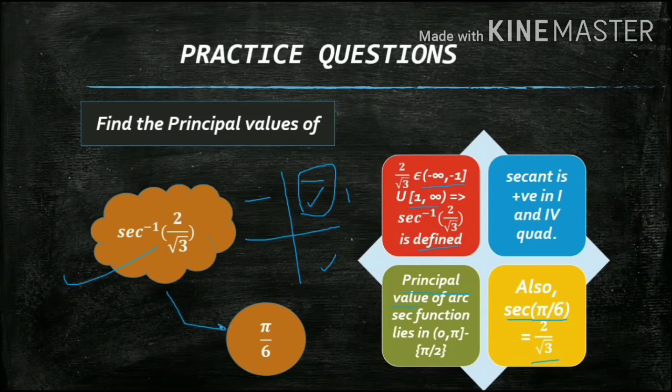Now, in this same question, if I just write like this, find the value of sec inverse of root 3 by 2, then what would be your answer? Think before you answer. I hope you guessed it right. Then your answer would be not defined. Why?